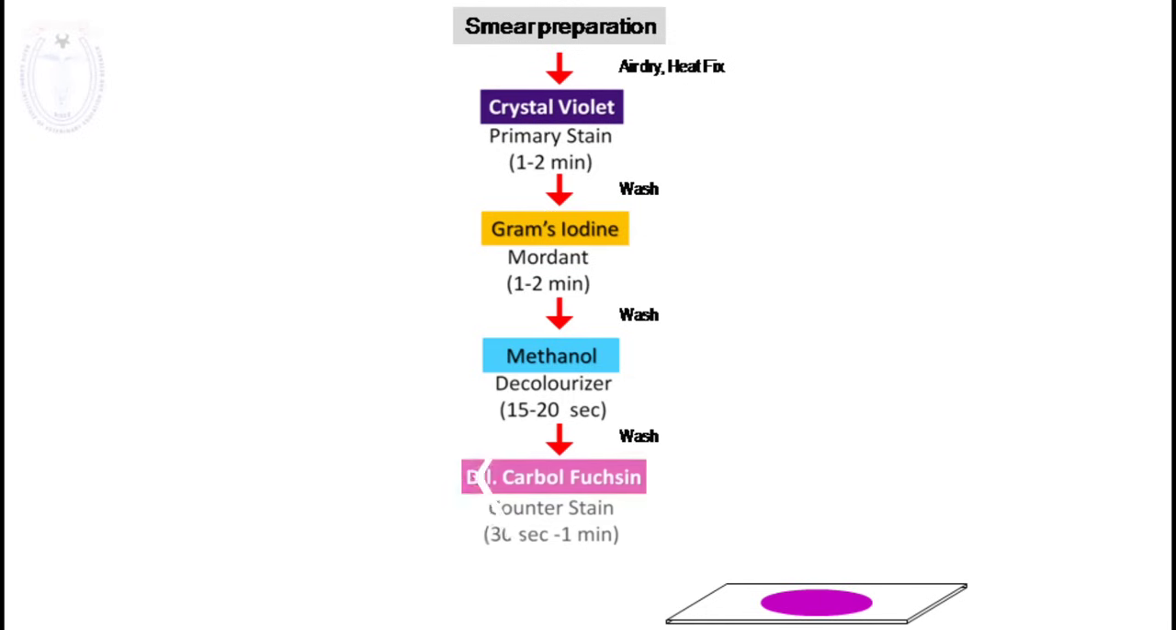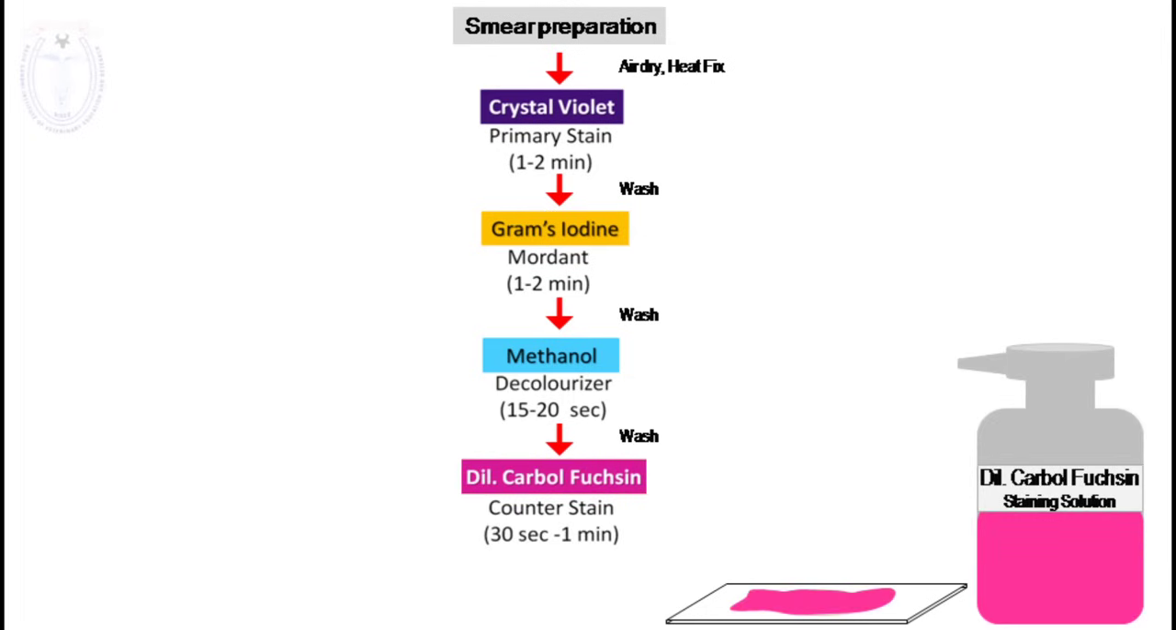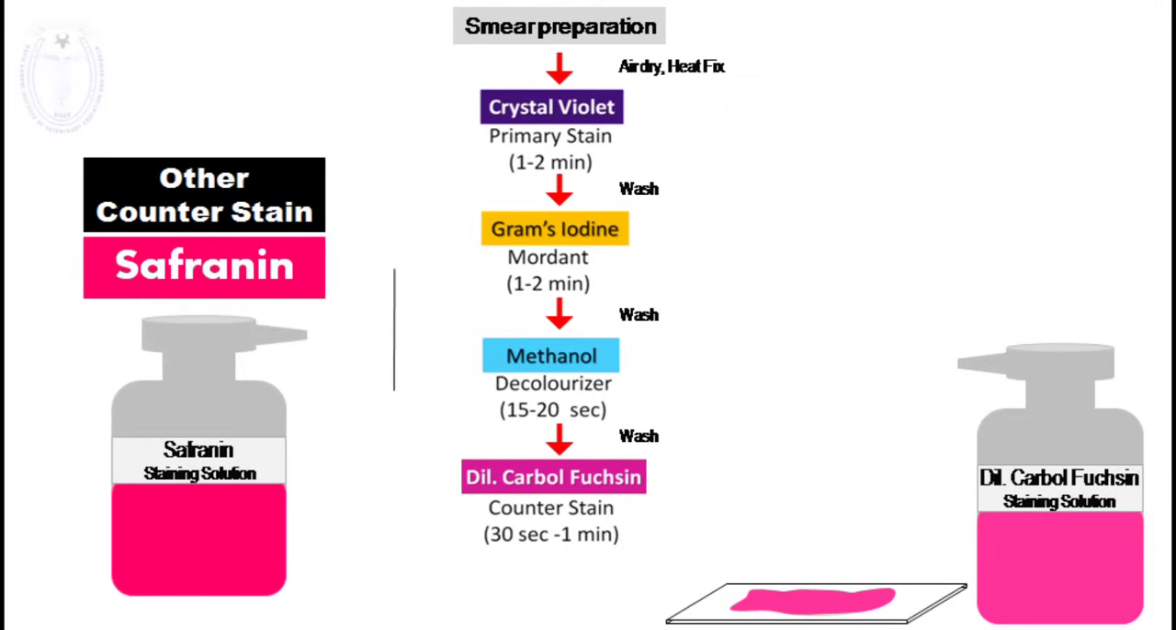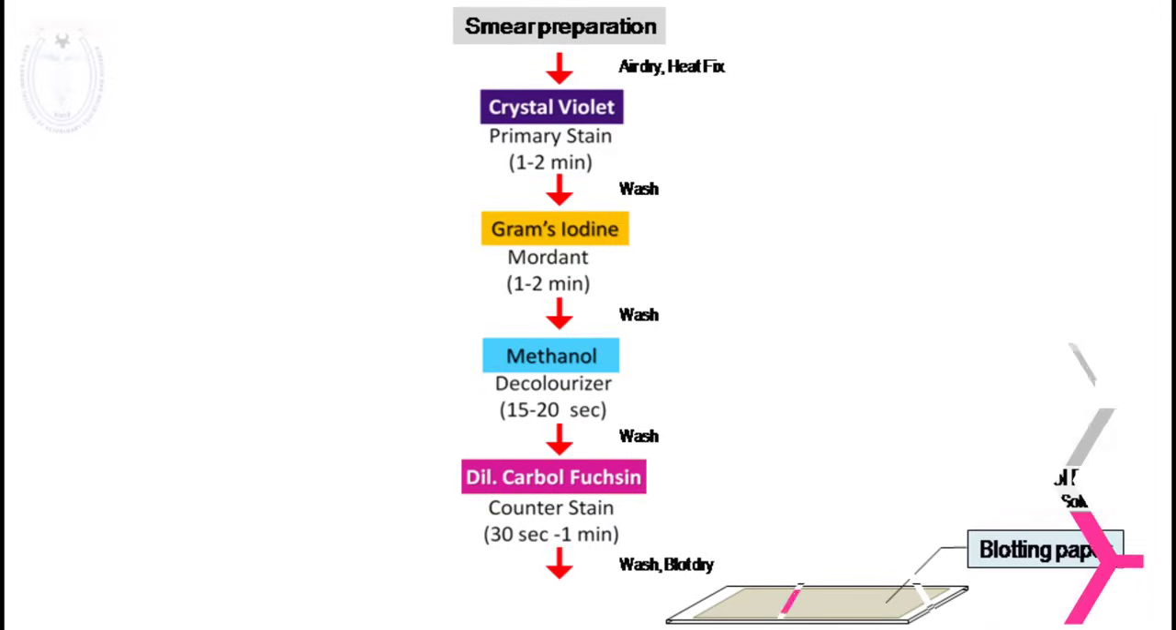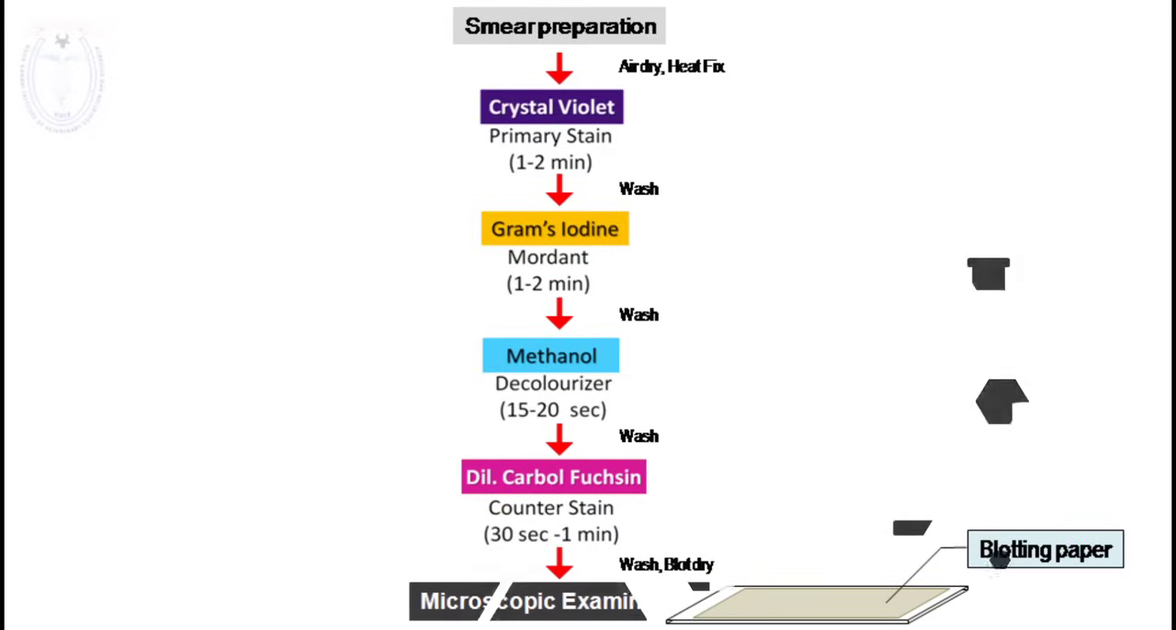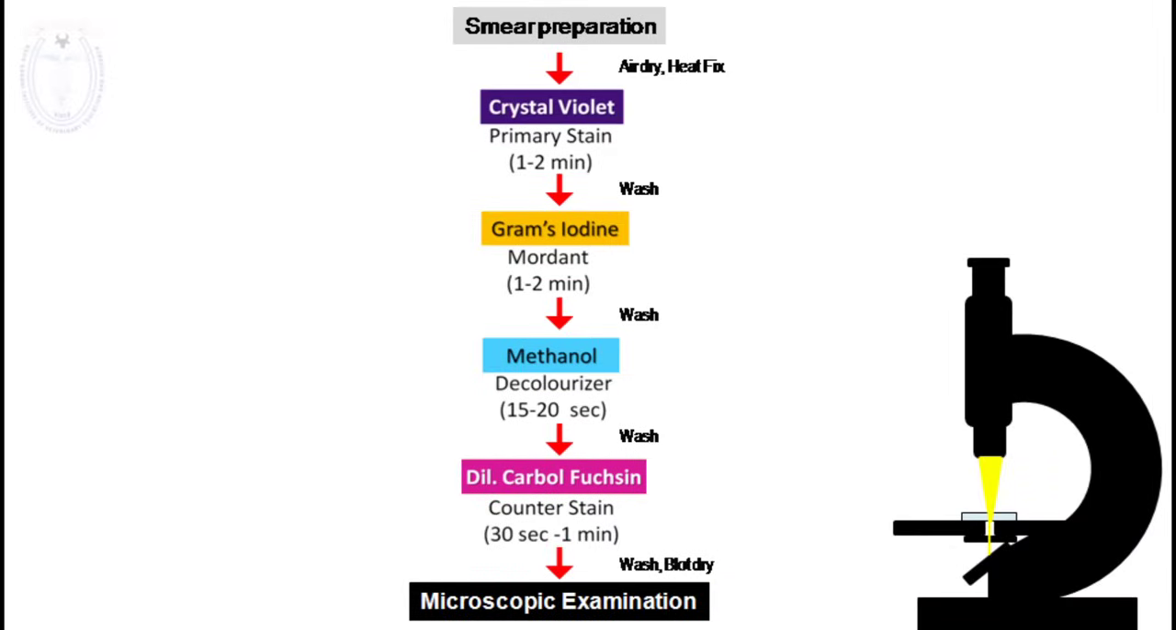Followed by washing, add the counter stain, the dilute carbolfuchsin staining solution, and allow it to act for 30 seconds to 1 minute. Instead of carbolfuchsin, in some Gram staining protocols, the safranin is also used as counter stain. After staining, wash, blot dry, and examine under oil immersion microscopy. This is the summary of the Gram staining technique.